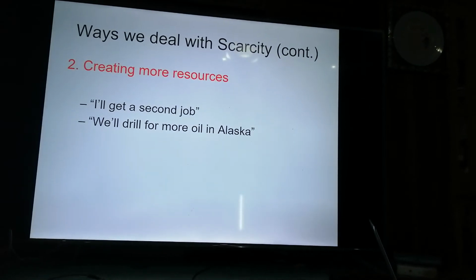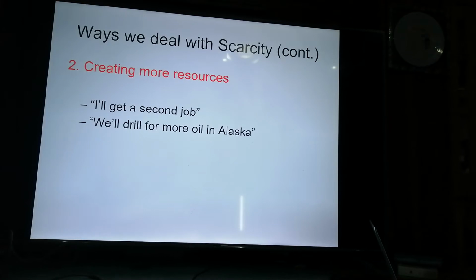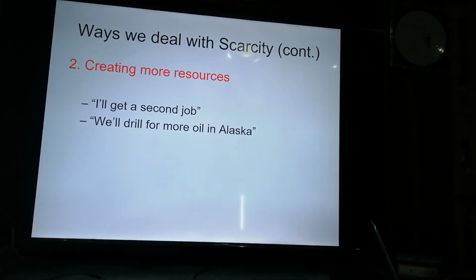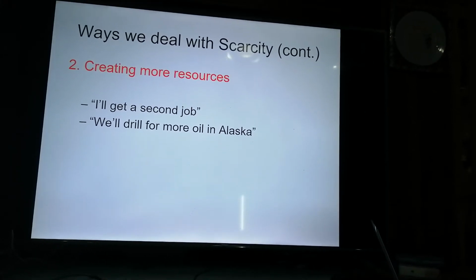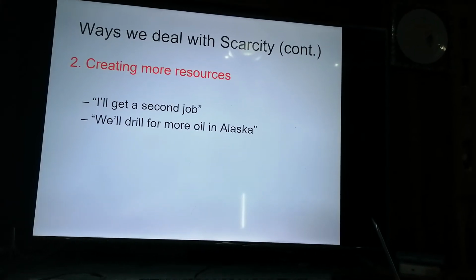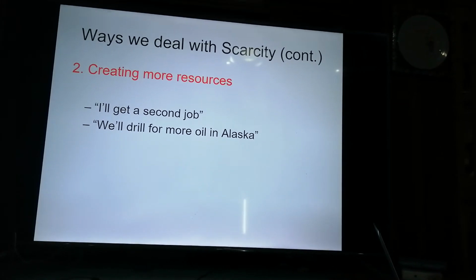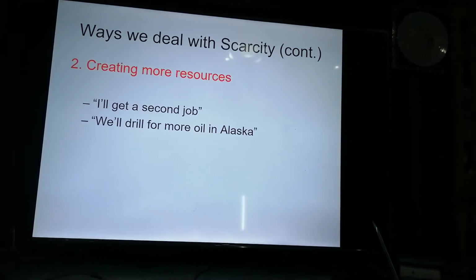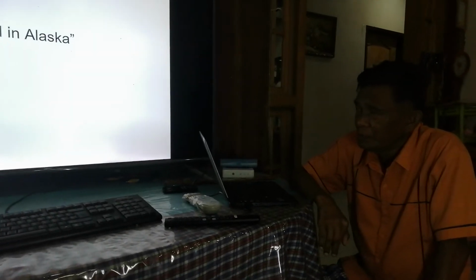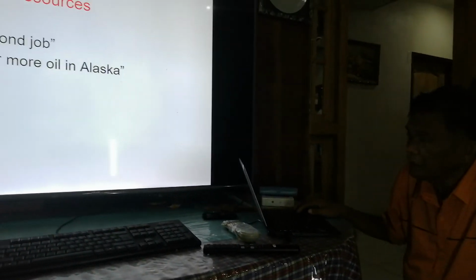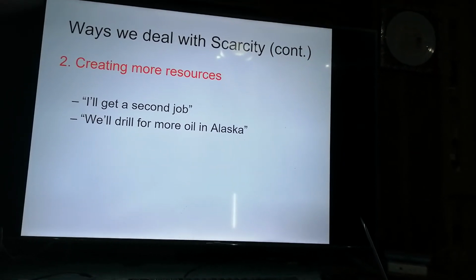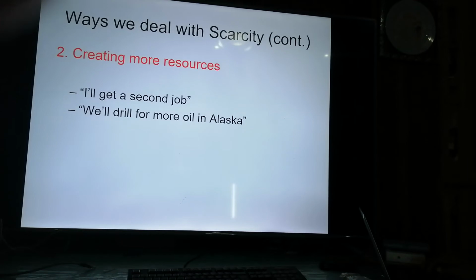So, creating more resources. I'll get a second job. Well, drill for more oil in Alaska. So that is for creating more resources. Meaning, I'll get a second job. A second job is additional income for a person. So if you are working from 7:30 to 5, then 6 to 9 is another opportunity for you to earn money. Rather than you go home and sit down and watch television, you spend money, and it becomes boring.